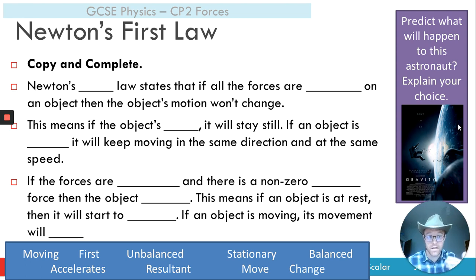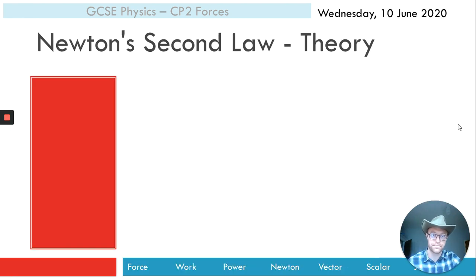Now, you might say that their velocity is always changing, and their velocity is always changing because there's an unbalanced force acting towards the center of the Earth due to gravity. So the astronaut is always accelerating towards the center of the Earth. That keeps them moving in a circle. But they're always moving at a constant speed because there's no air resistance to stop them from moving forward around the Earth.